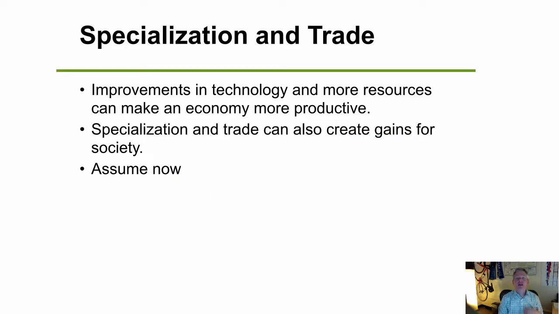So, specialization and trade allow improvements in technology and more resources to be shared amongst people. And so that allows the economy to be more productive overall. Specialization can create gains for society. Society is able to consume things that they wouldn't otherwise be able to consume if there wasn't specialization in trade.